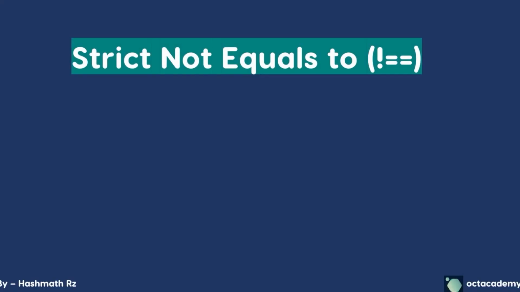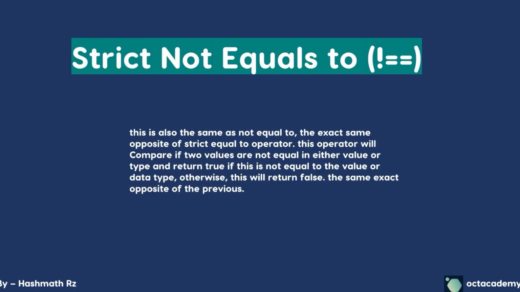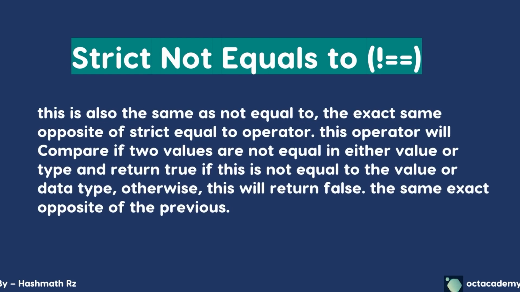Alright, let's move on to the next comparison operator, strict not equals to. This can be represented with the exclamation mark with two equal signs. So guys, this is also the same as not equals to, the exact opposite of the strict equals to operator. This operator will compare if two values are not equals in either value or type and return true. If this is not equal to the value or data type, this will return false. The same exact opposite of the previous.